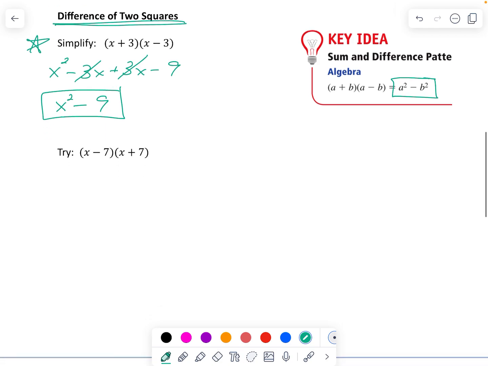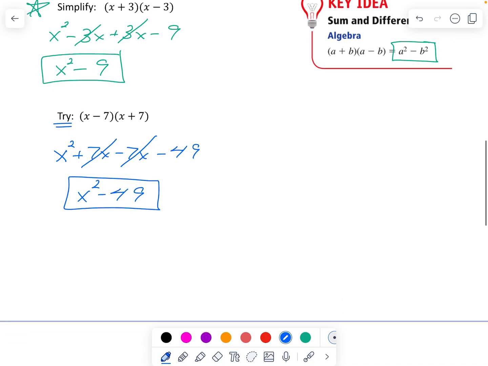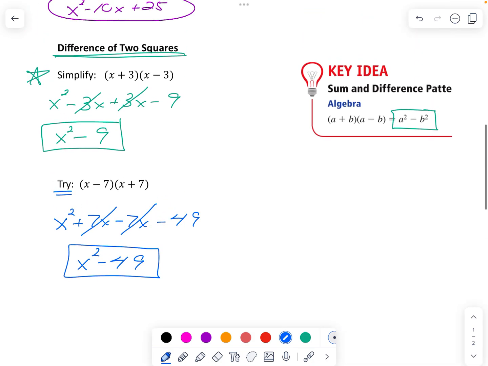So similarly, when we do this last one, and again, you can try this first, pause it, and then push play when you're done. But the same thing's going to happen. We're going to get plus 7x minus 7x minus 49. These cancel out. Final answer, x squared minus 49. The difference of two perfect squares.